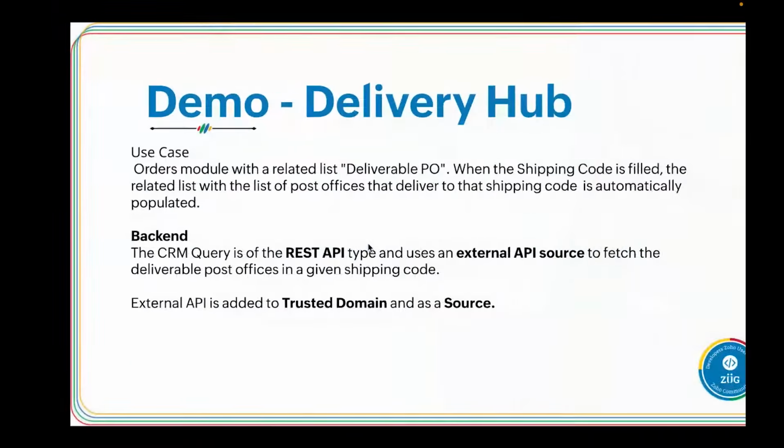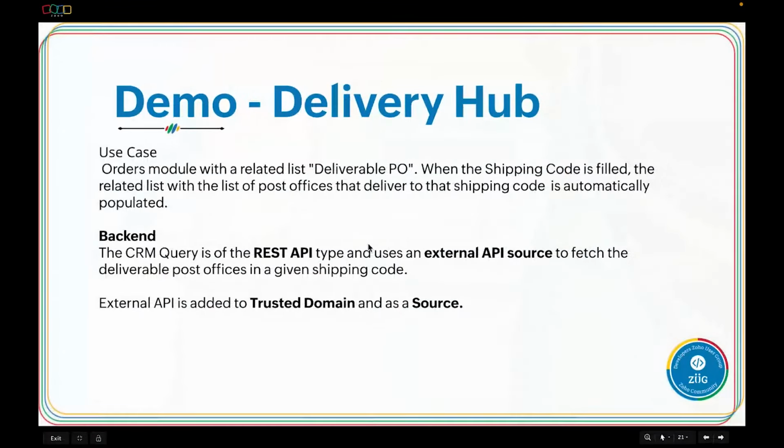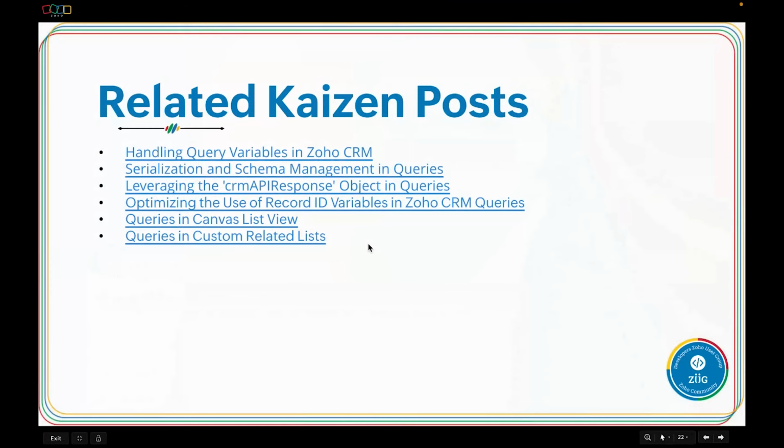So we saw a demo on Delivery Hub, and we also saw an example of using queries in canvas list view. We have about 6 Kaizen posts related to the queries feature in Zoho CRM. For those that do not know, we have something called the Kaizen series, where we take up a topic every Friday, and a post is out every Friday where a topic is discussed at length with the help of a business case, a lot of examples, a lot of samples. So this is a treasure trove of all the topics. We have about 6 topics with respect to the queries feature in Zoho CRM.